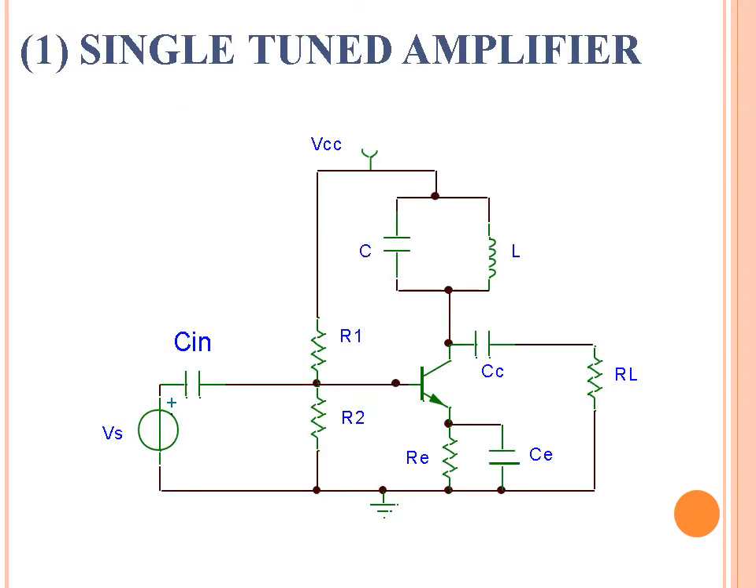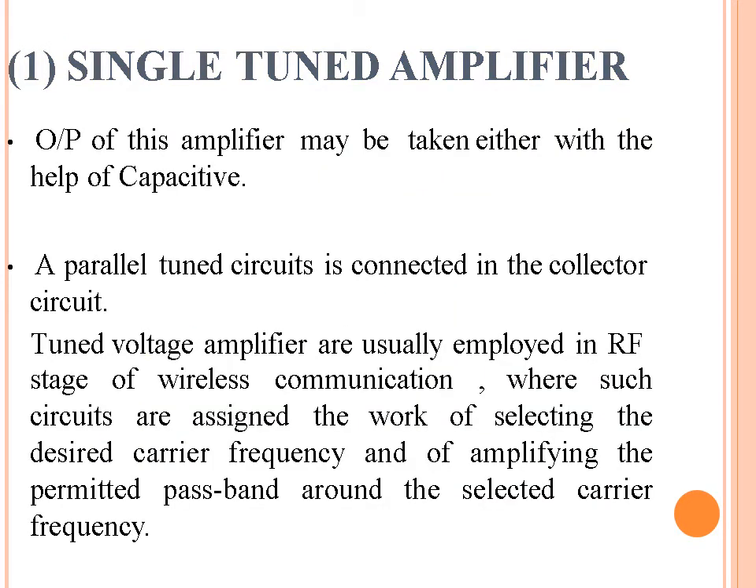Next we are going to see the first type, the single tuned amplifier. Here we use only one tuned circuit on the collector side. The output of this amplifier may be taken either with the help of capacitive coupling or otherwise. A parallel tuned circuit is connected in the collector circuit. Tuned voltage amplifiers are usually employed in the RF stage of wireless communication, where such circuits are assigned the work of selecting the desired carrier frequency and amplifying the permitted passband around the selected carrier frequency.